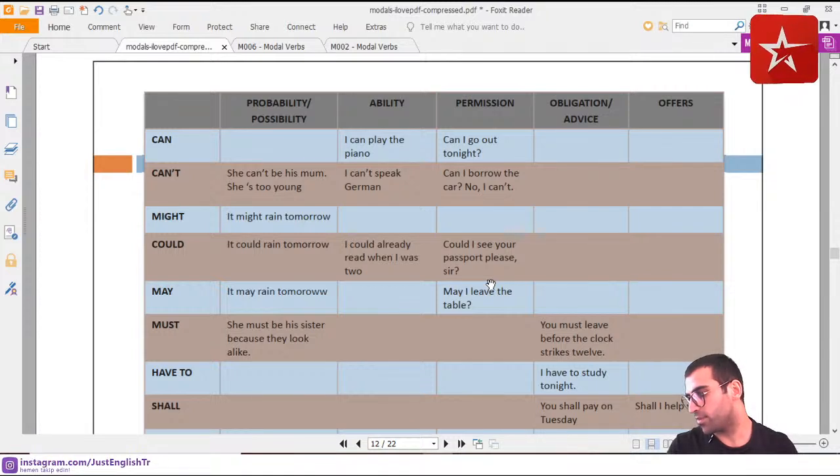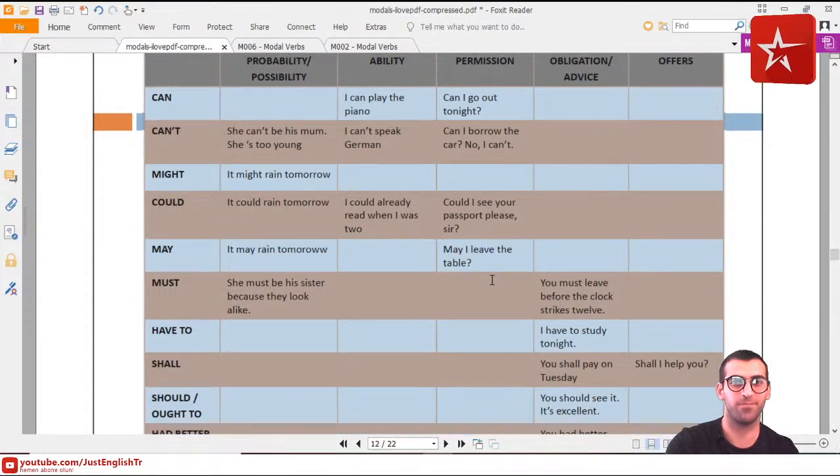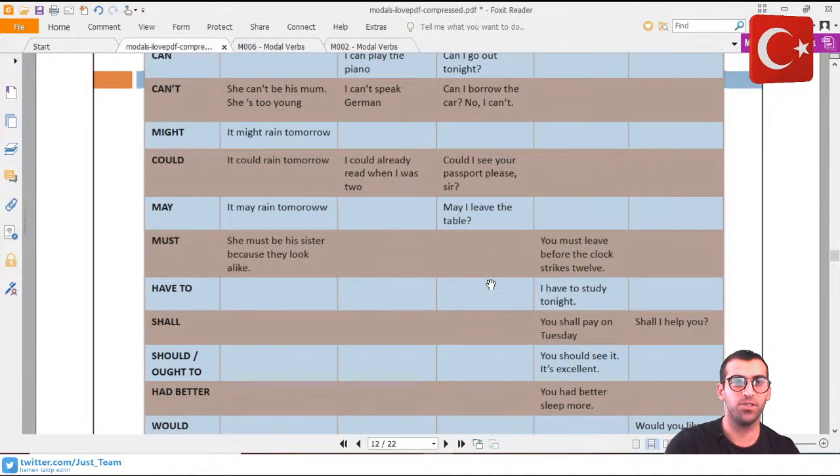I can't stand modal subject, Mr. Mehmet Bozkurt says. Yes, I know. It may be confusing for you, but don't worry about that. It may rain tomorrow. It has the same meaning. May I leave the table? It's about permission.